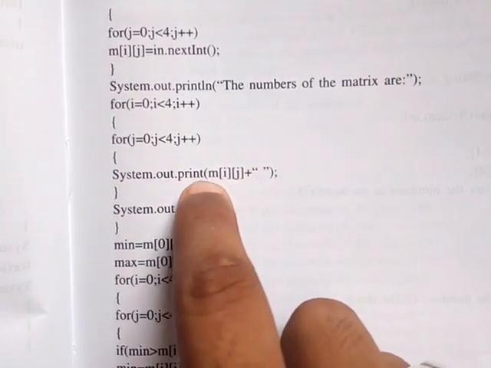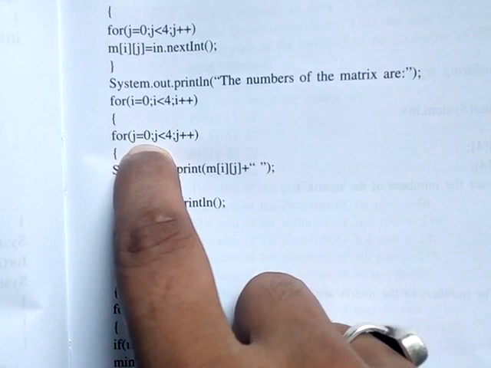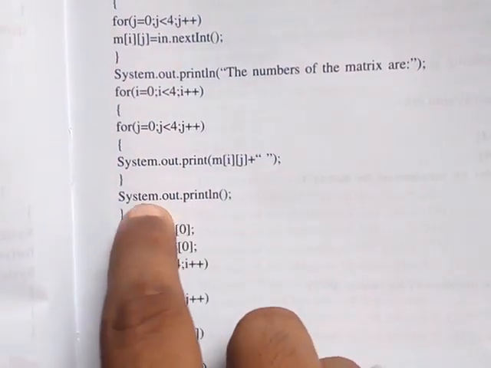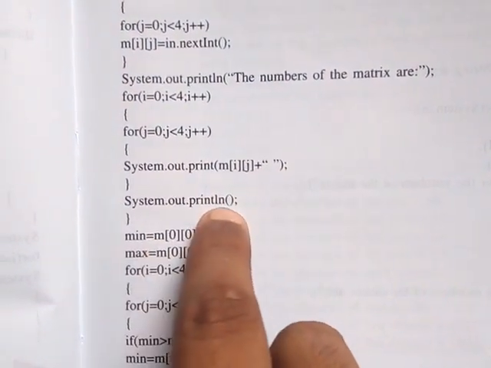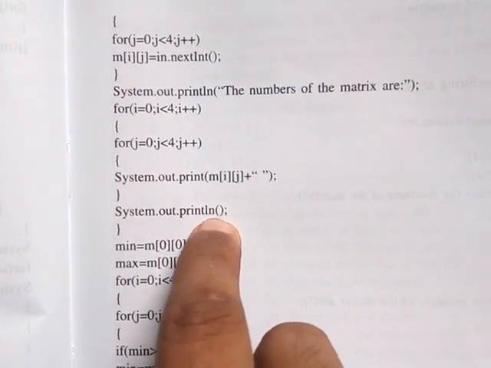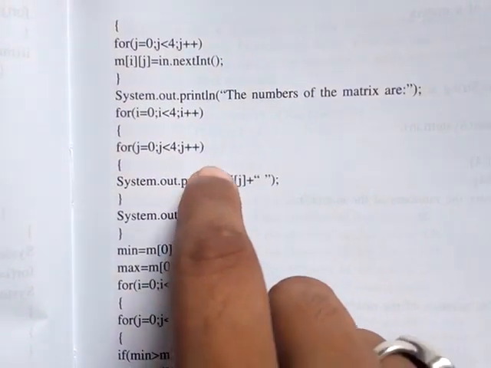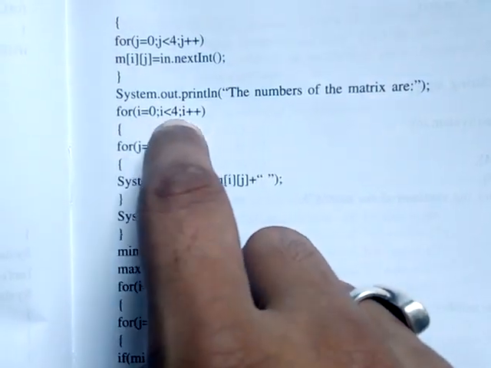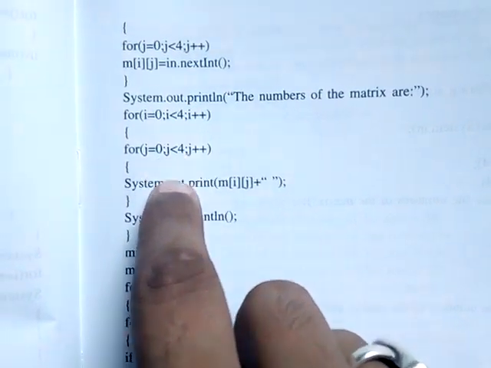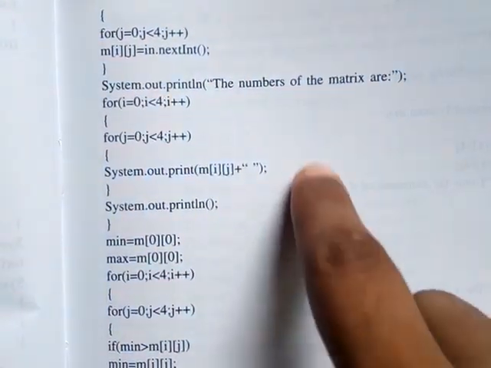That is why the print statement. And once the value of j becomes 4, control will come out to this statement, System.out.println, that means a new line. Once it comes to the new line, once again i plus plus, i equal to 1, 1 less than 4. Okay, understood? So first it will print the values.